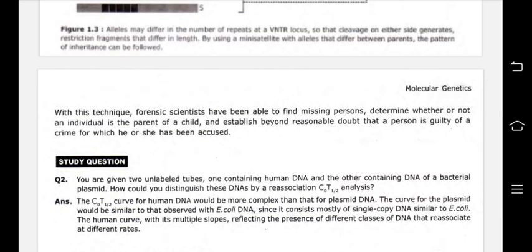With this technique, forensic scientists have been able to find missing persons, determine whether or not an individual is the parent of a child, and establish beyond reasonable doubt that a person is guilty of a crime of which he or she has been accused.